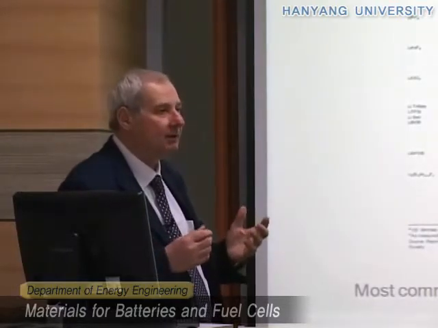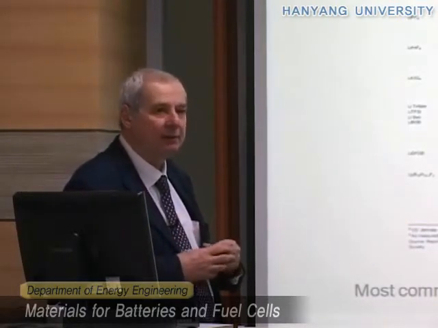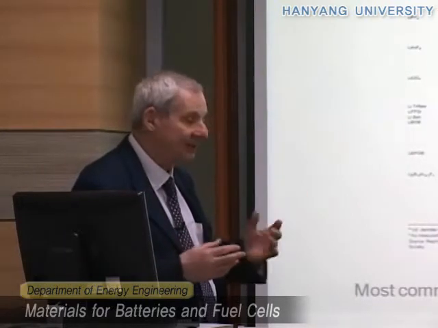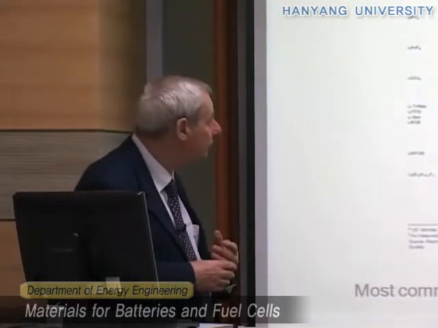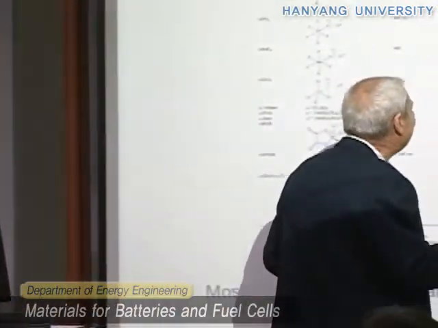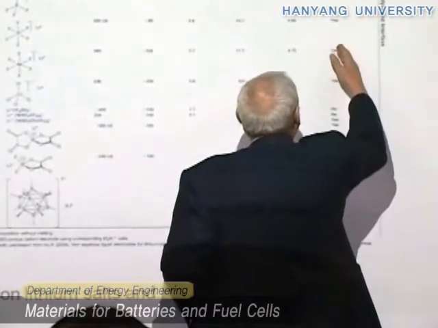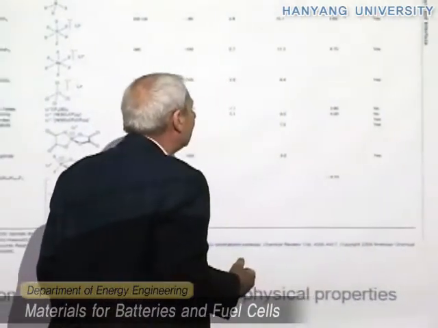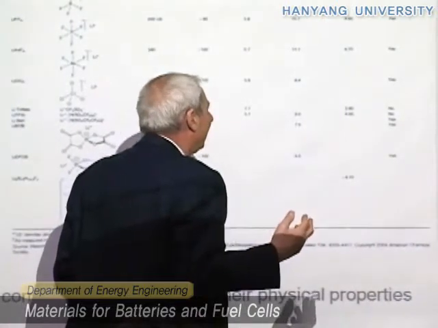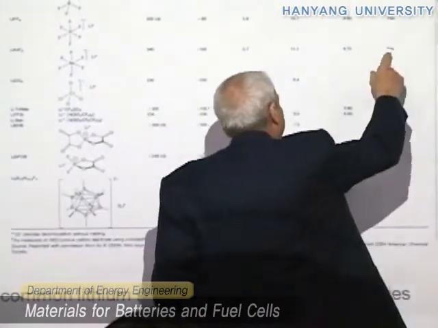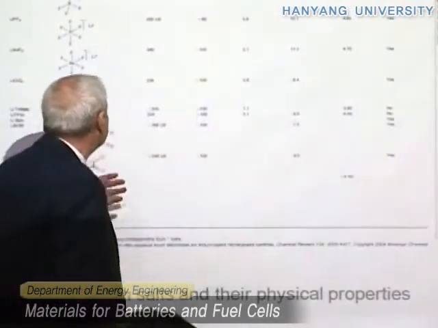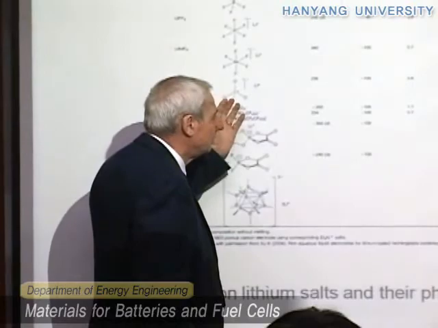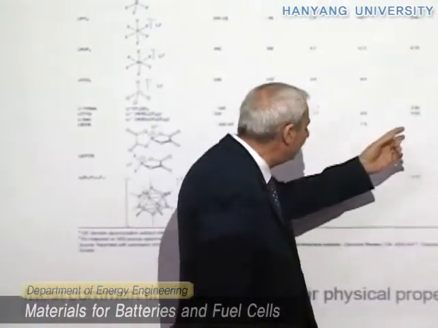Somebody using this salt sees that the battery does not work, and they have no idea why. The reason is that you have this corrosion. In fact, I think here is written, just this part. So this one, where it is written yes, that means that these salts may be used with aluminum substrate. When it is written no, they cannot.